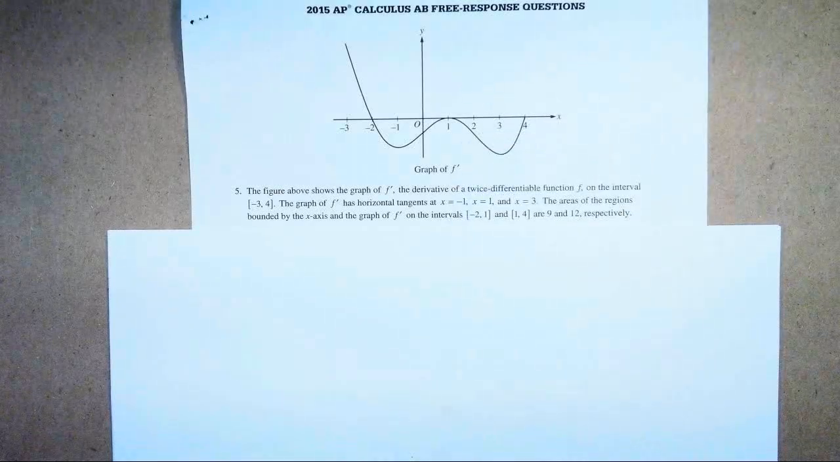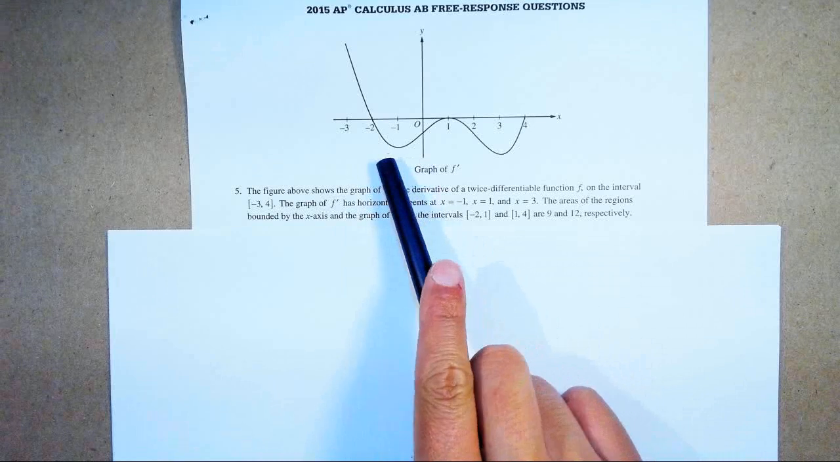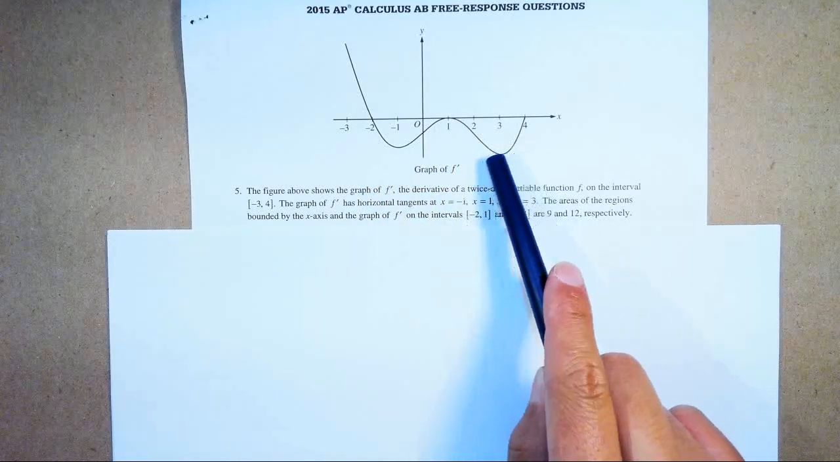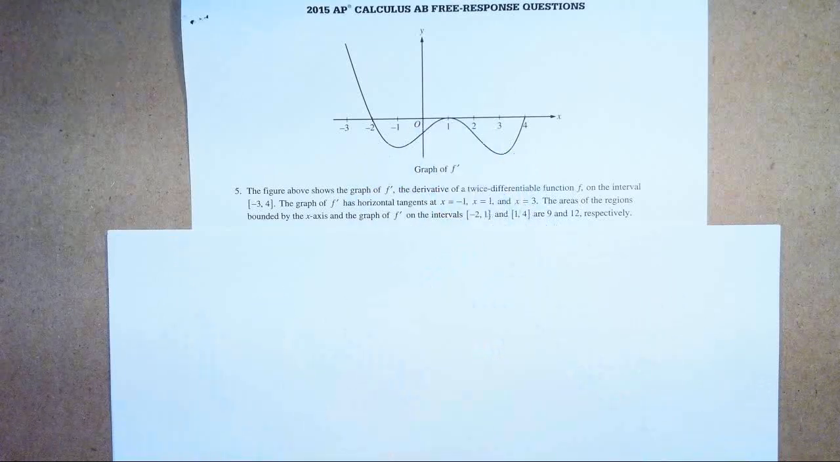It says the figure above shows a graph of F prime, the derivative of a twice differentiable function F. Twice differentiable just means that I could differentiate this twice. They already did it once, and we're probably going to do it once more. It says on the interval -3 to 4, so those are my bounds. The graph of F prime has a horizontal tangent line at x equals -1, x equals 1, as well as x equals 3. What this means is if I were to find a derivative there, I'm going to get a slope of 0. So it's a resting point.